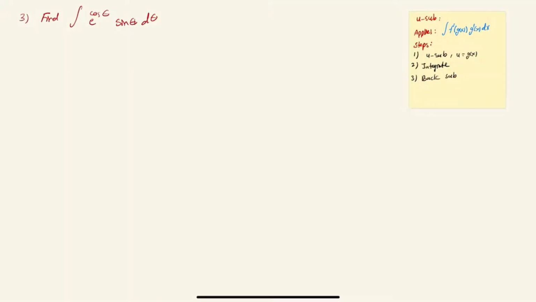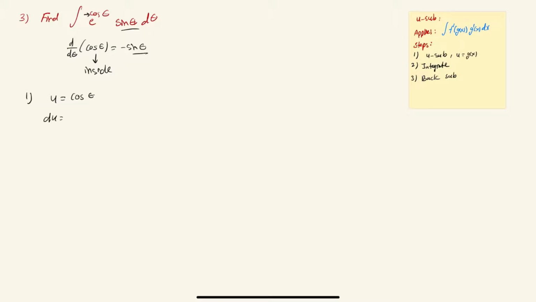Now for part 3, find the integral of e to the cosine of theta, times sine of theta, d theta. Again, this is a complex function. We want to write it in a simple form to integrate it. So I'm going to check if u substitution applies. Notice in here, when I take the derivative of cosine of theta, it's going to be equal to minus sine of theta. And sine of theta is already a term in our function. Therefore, u substitution applies, and the inside function is gonna be equal to cosine of theta in our first step.